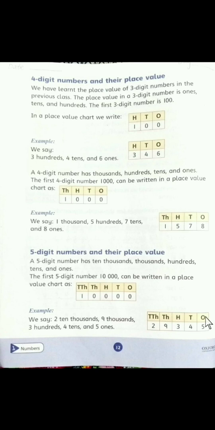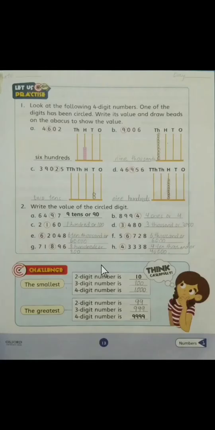So class, hopefully you have understood numbers and their place value well. Now come to the exercises. Quickly open your book to page number 13. Class, look at Exercise 1. Look at the following 4-digit numbers. One of the digits has been circled. Write its value and draw beads on the abacus to show the value.